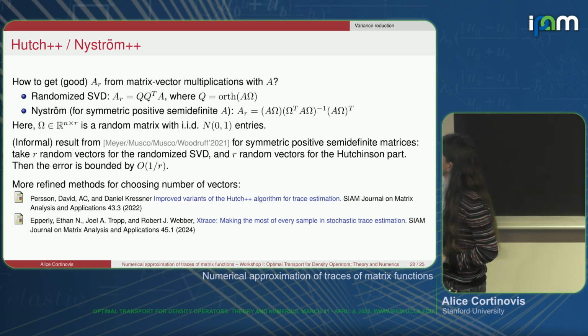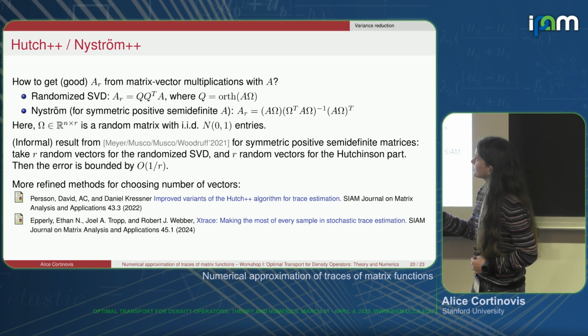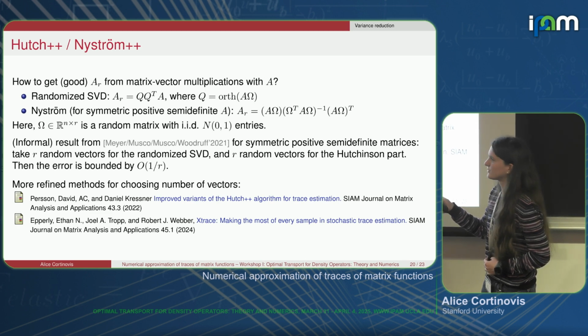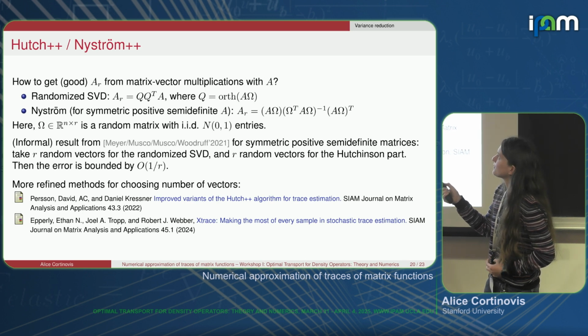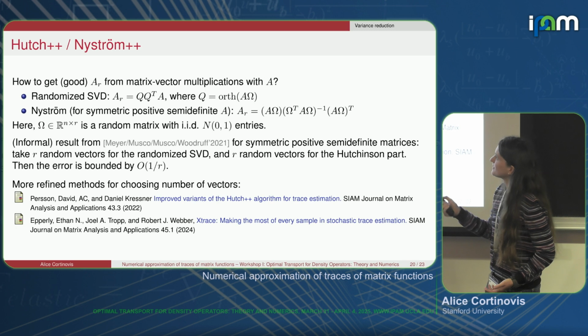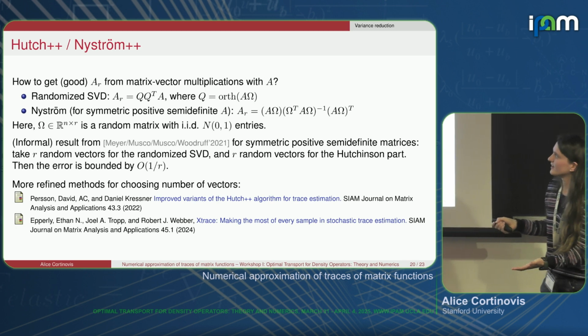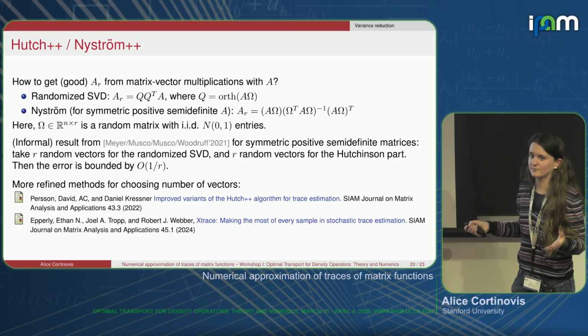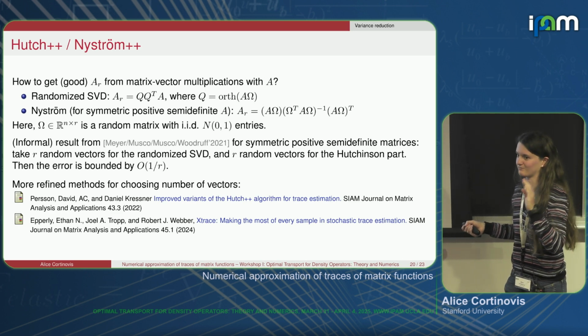There's also something else that you can do that works pretty well for symmetric positive definite matrices. I wouldn't attempt it otherwise. It's called a Nystrom approximation. It has this form. The only thing you need is a so-called sketch of A, so the multiplication of A with some random columns.